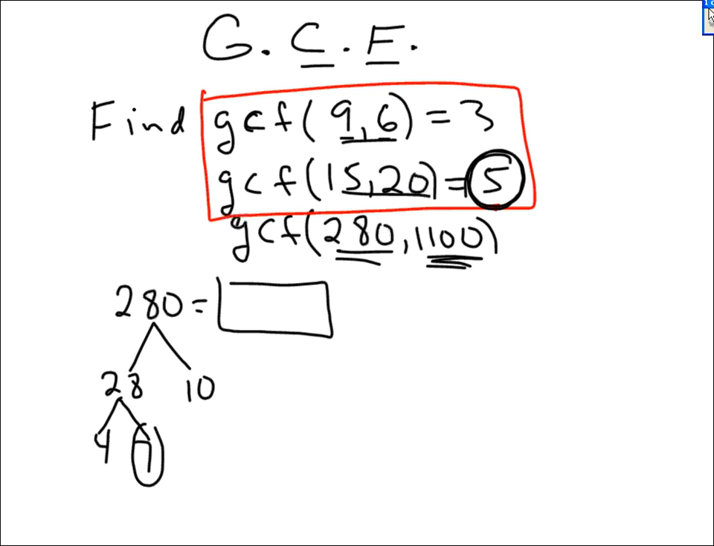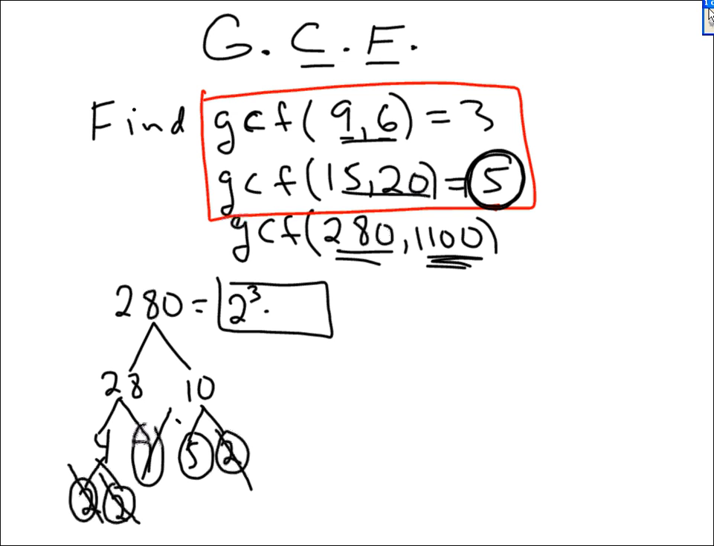Okay, 7 is prime, 4 is not. 4 is 2 times 2. The 2's are prime. 10 is 5 times 2, both of which are prime. So the prime factorization of 280 is 2 times 2 times 2, or 2 cubed, times 7 times 5. Okay? And now we do the same thing for 1100.